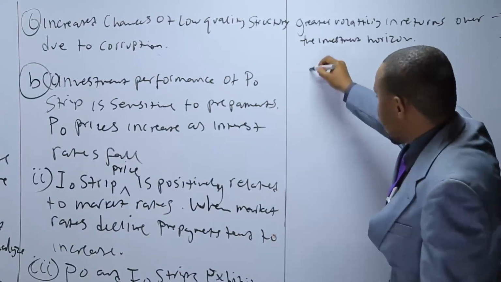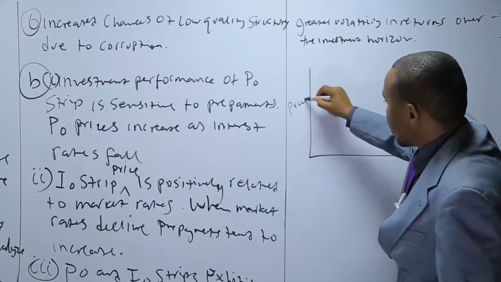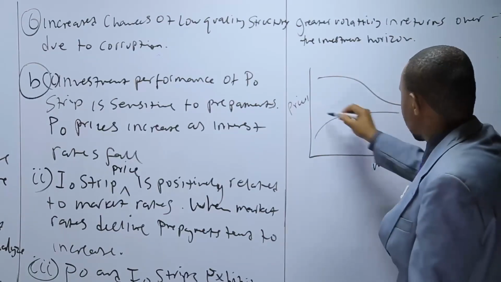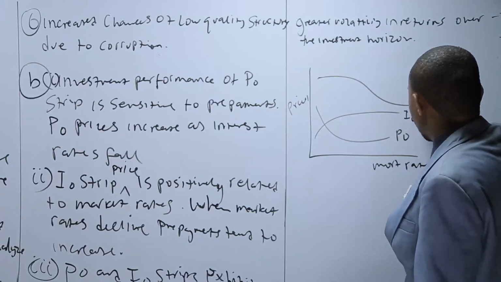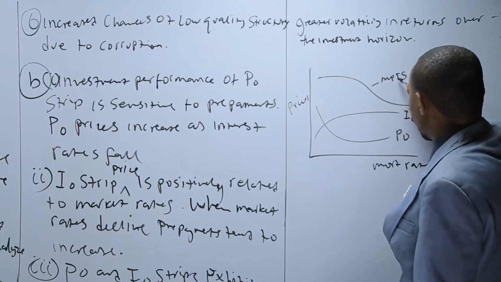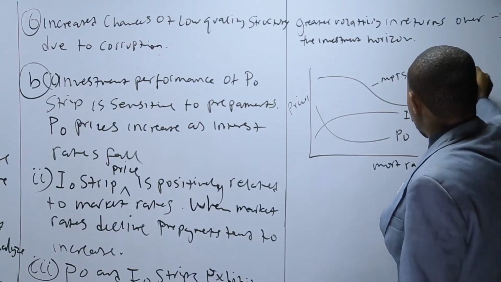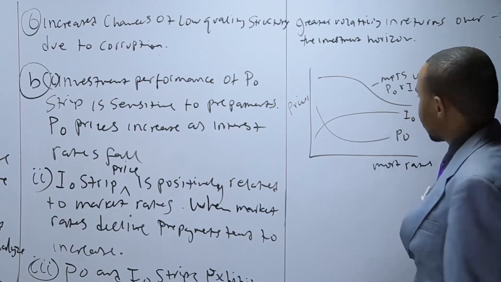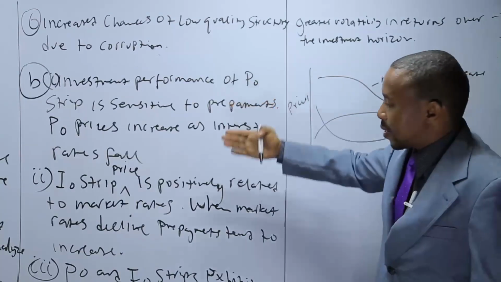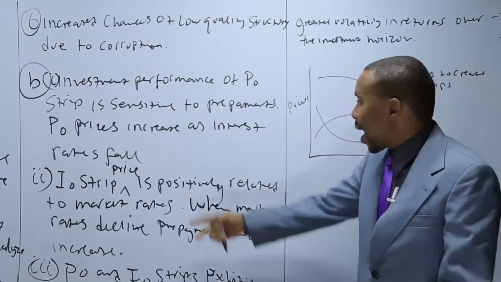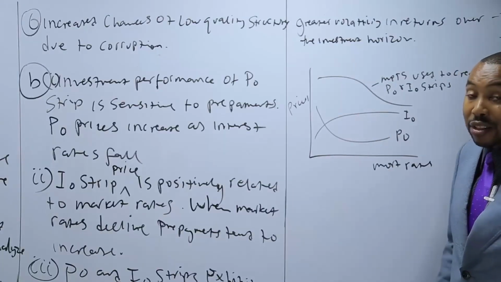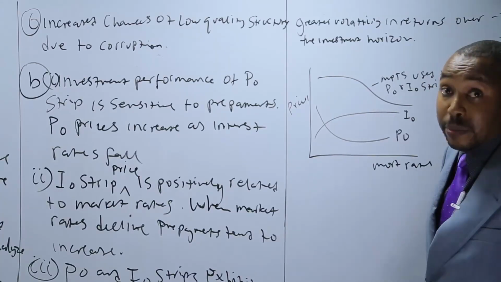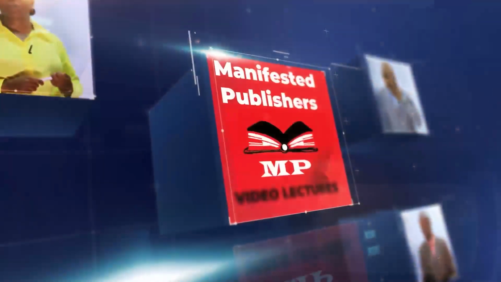We can try and recall the prices. Over here, this is mortgage rates. This is the PO, this is the IO, this is the MPTS or mortgage pass-through security used to create PO and IO strips. So we look at these 3 investment characteristics in light of this diagram over here. That's when we'll be able to actually comprehend or understand the investment characteristics there.